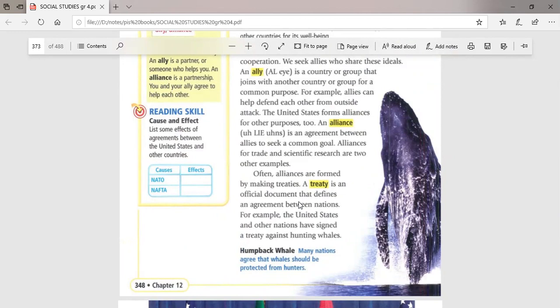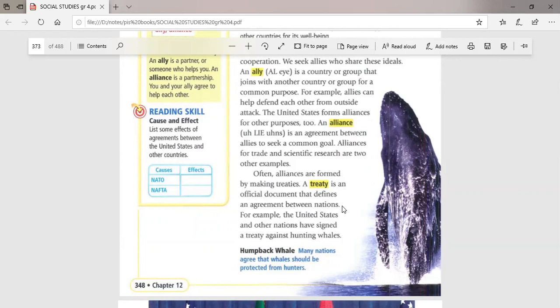Between these friends, or between these countries, America made something called an alliance or treaty. It means something like an official document or agreement between countries. Some of these treaties concern war, some concern trade, some concern business. So we made an alliance or treaty together to arrange shared business, shared trade, or common interests in war, for example.